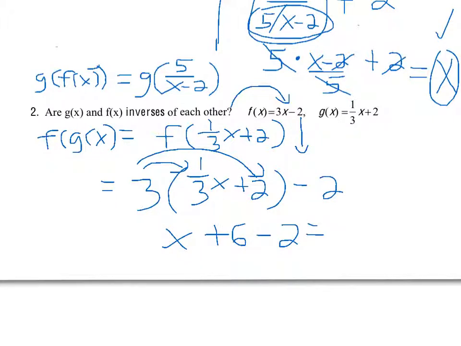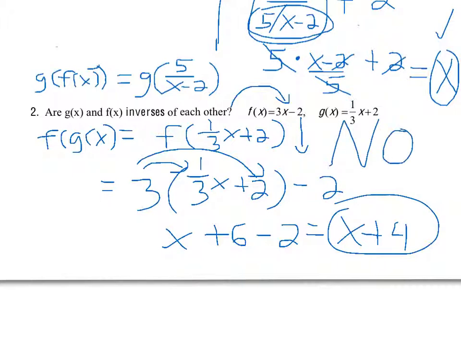And this doesn't work. 6 minus 2, we get 4. So this is x plus 4. I can stop right there. I don't have to do GOF or g of f of x because this doesn't equal x. So my answer is a big no. These are not inverses of each other.